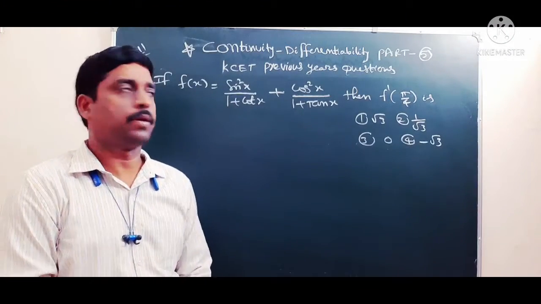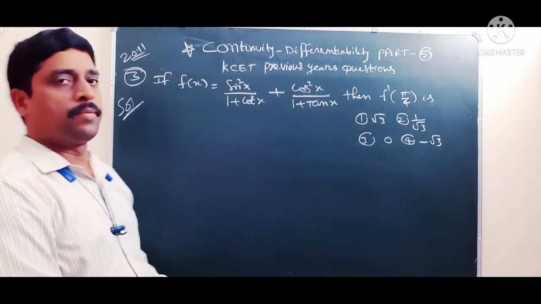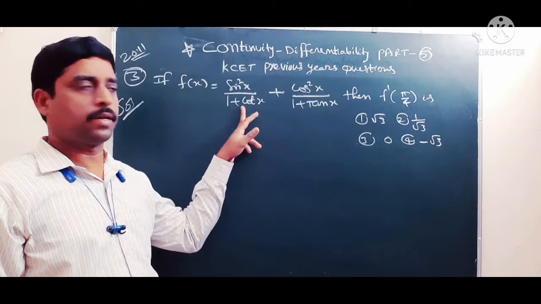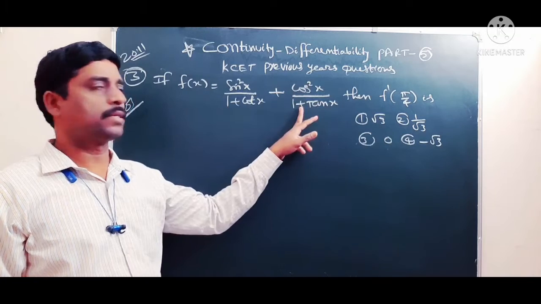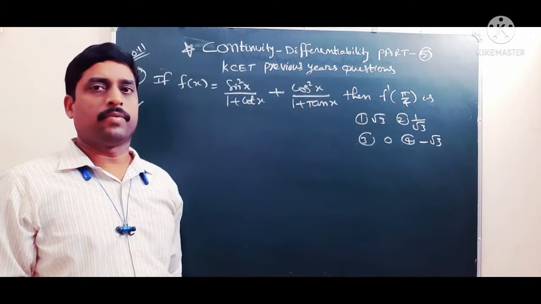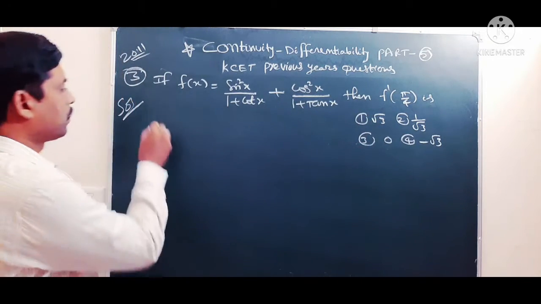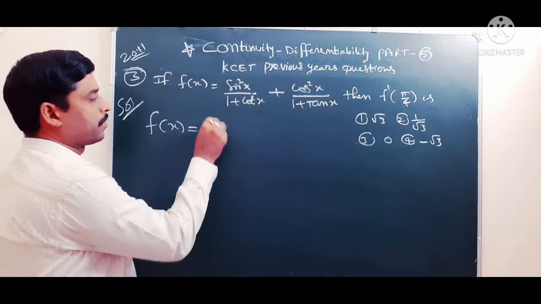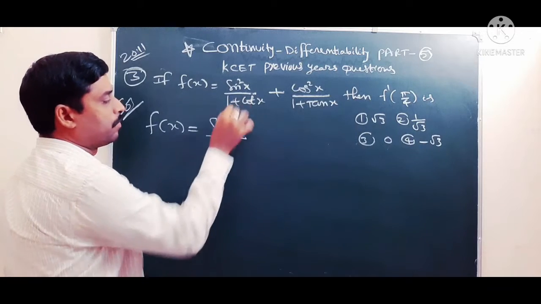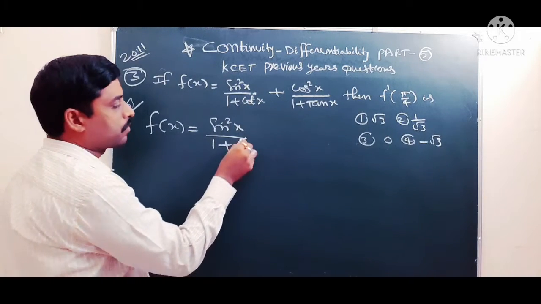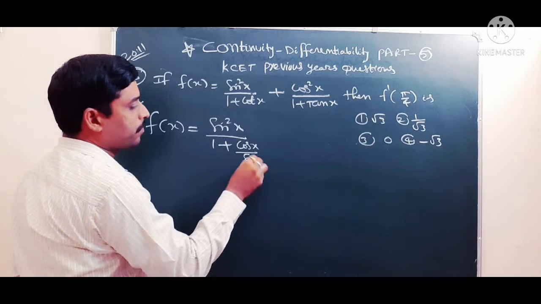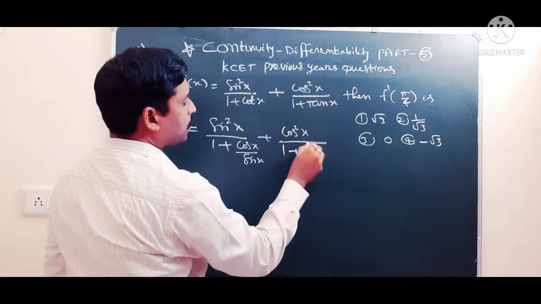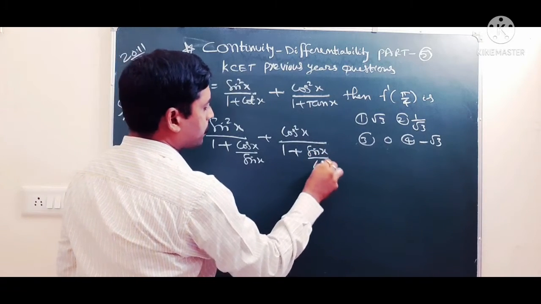Okay, let us go to the next problem. What is given? This is from a 2011 question. f of x is equal to sin square x by 1 plus cot x plus cos square x by 1 plus tan x. We have to find f dash of pi by 4. Okay, so let us simplify this value. Sin square x by 1 plus, we have the cot x formula, cos x by sin x, plus cos square x by 1 plus the tan x formula, sin x by cos x.